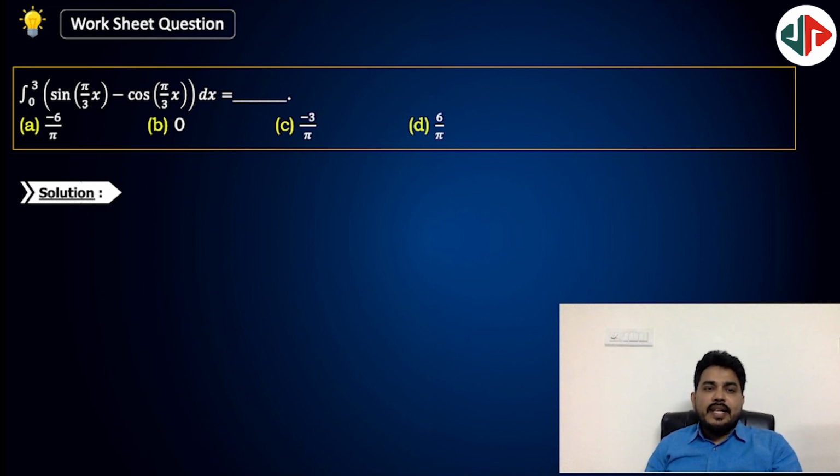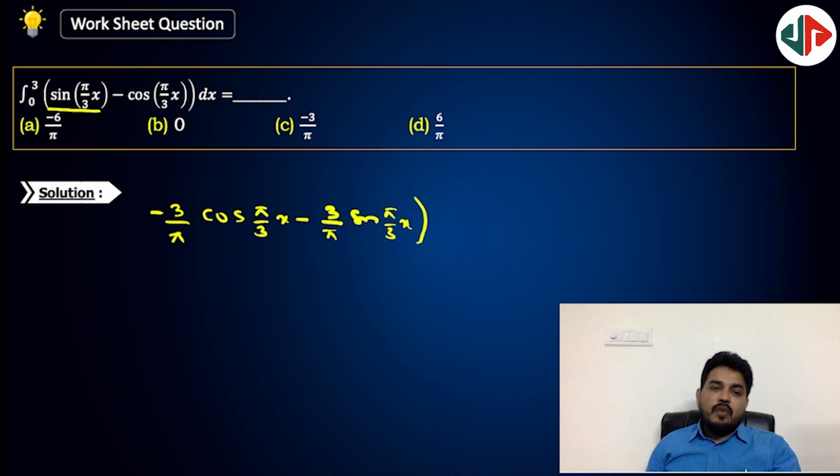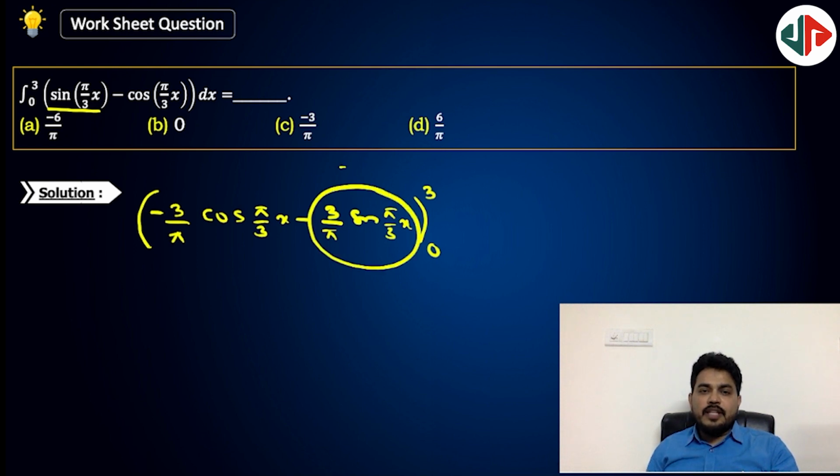Integral 0 to 3 of sine pi by 3x minus cos pi by 3x. Integral of sine ax is equal to minus 1 by a into cos, so minus 3 by pi cos pi by 3x, minus integral of cos ax is 1 by a into sine pi by 3x. When you substitute the limit 0 to 3, whether you substitute 0 or 3, this sine value goes to 0. So when I substitute this is minus 1, so you are going to get minus 3 by pi.